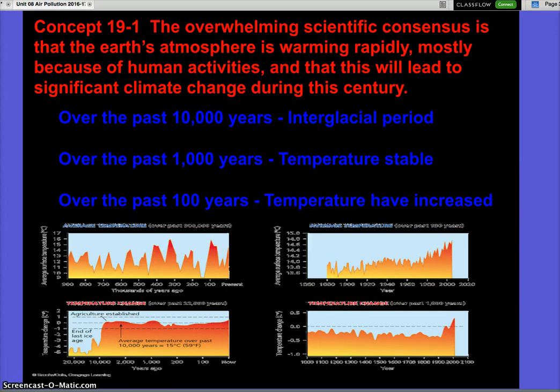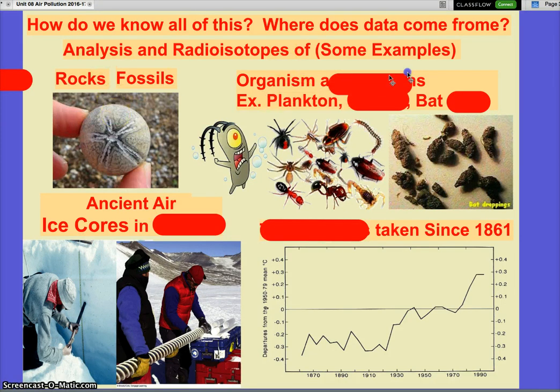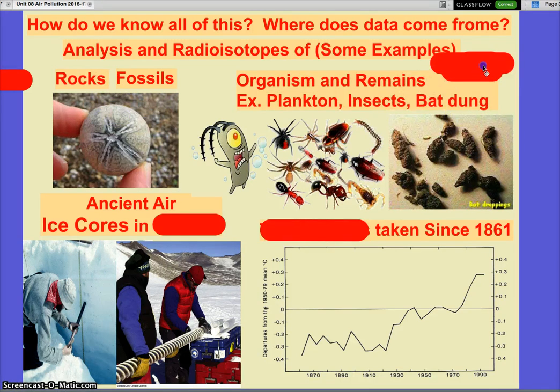Yes. Yep. So how do we know about the history of Earth's climate? Who could give me some answers looking at pictures? Fossils. We always going to look at radioactive dating or carbon dating and look at fossils and remains of organisms, specifically plankton, insects, and feces of bats. What else do we look at?